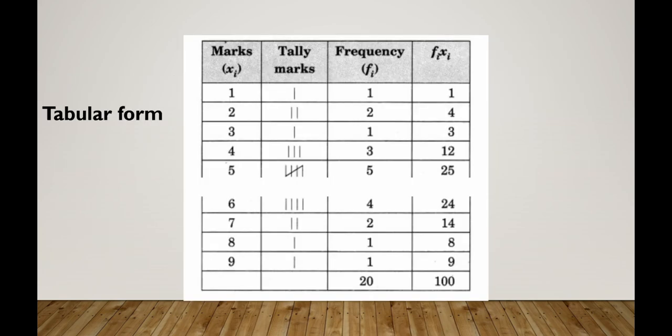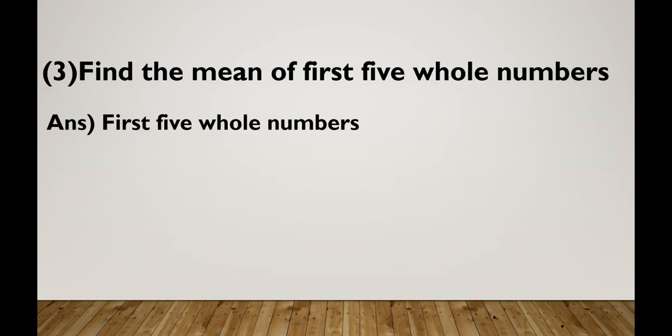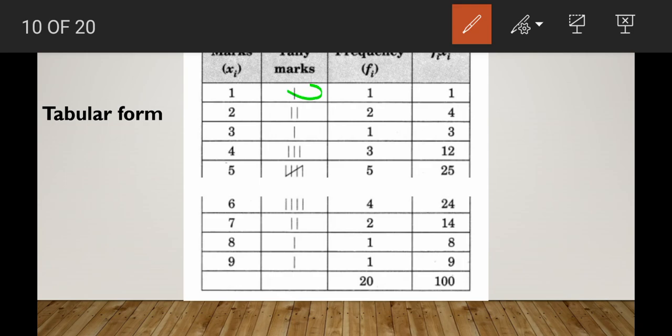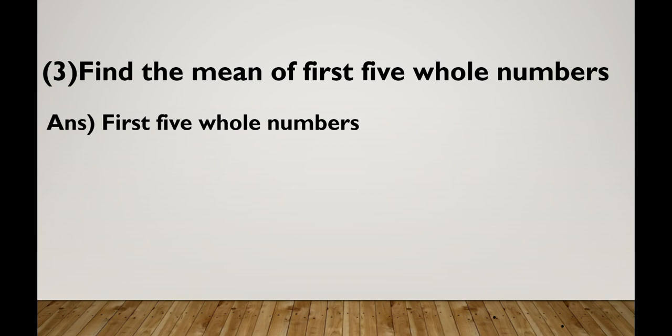Okay. Now next one. They asked to write it in the tabular form. That is tally marks. You studied in your lower classes, right? 1. How many times 1 is occurring here? 1 occurs 1 time. So you have to write 1 mark. 2 times, so 2 tallies you have to put. 3, 1, like this. This you studied in your lower class. This is tabular form. Okay, now comes the next one.